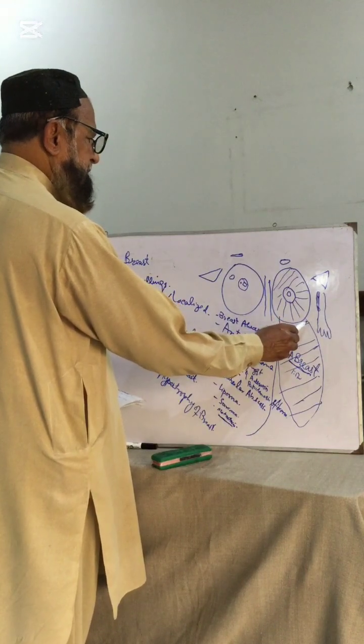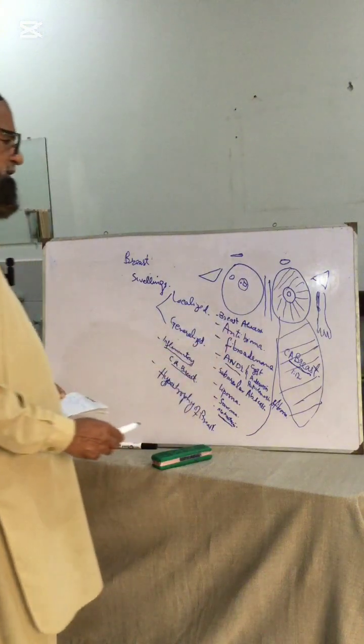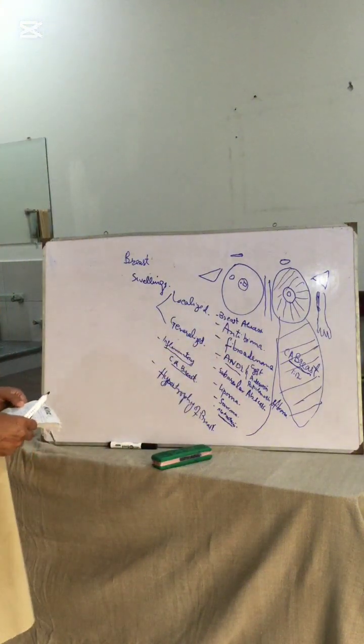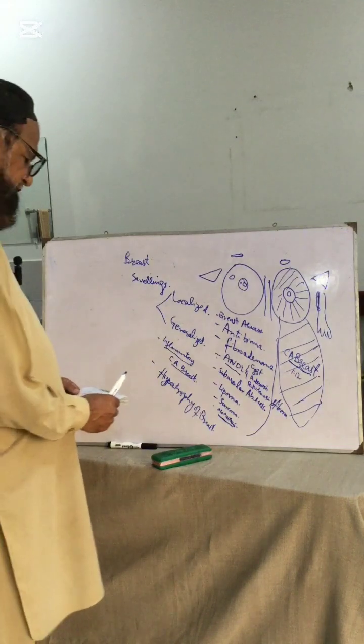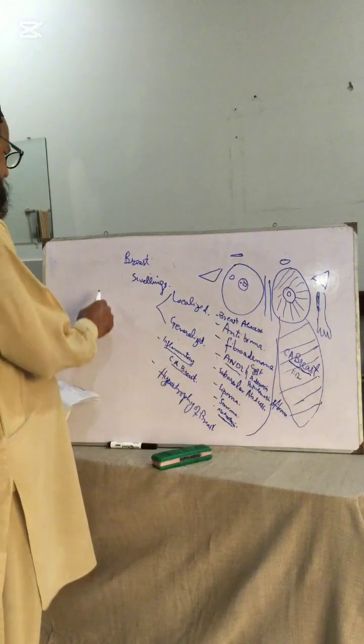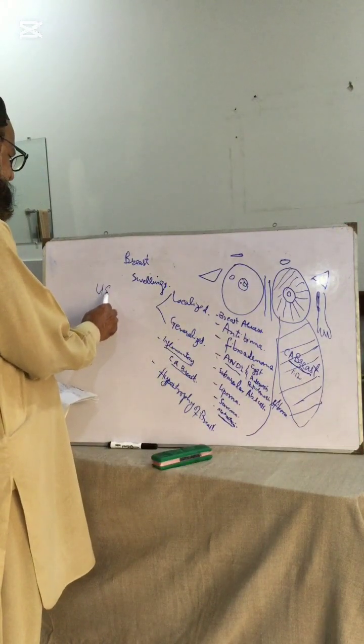There is upper limb, right and left upper limb. So all these should be examined in short cases, and there should be history taking in the short cases. So what to investigate? The first initial investigation is ultrasound.